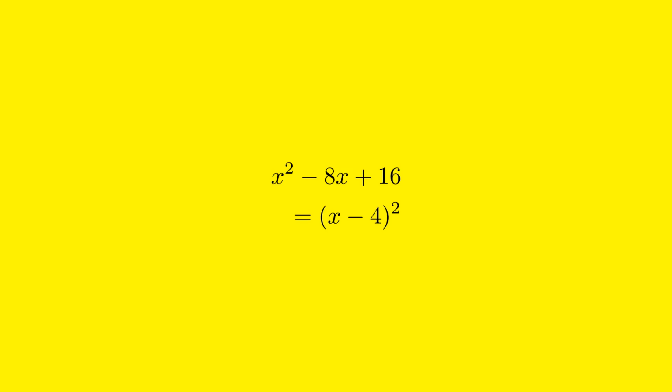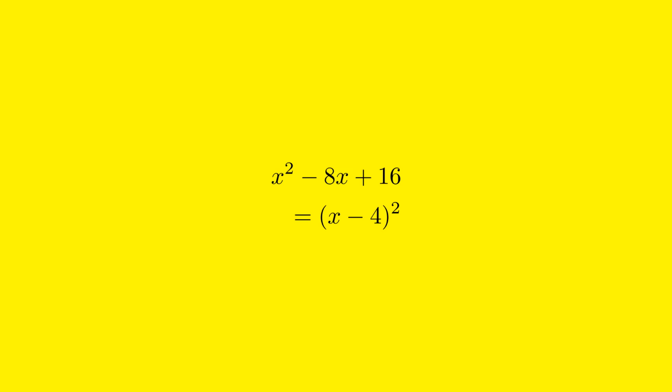In step 2, we confirm a rewritten form of the quadratic expression as a perfect square trinomial. The expression x squared minus 8x plus 16 can indeed be simplified to x minus 4 squared. This is evident because expanding x minus 4 squared results in x squared minus 8x plus 16, which is identical to our original quadratic expression.